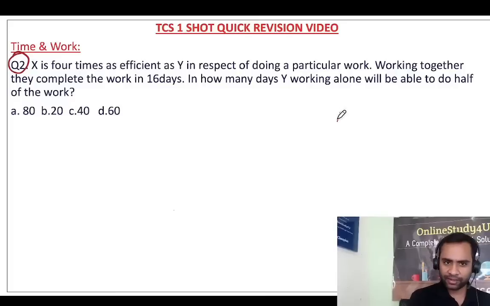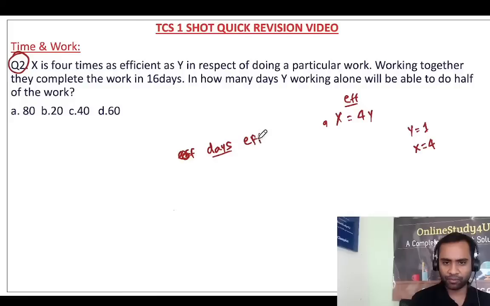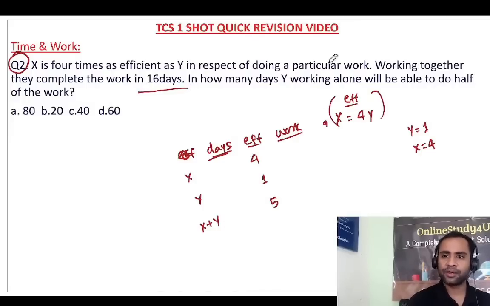Okay. So X is 4 times as efficient as Y. That means if I consider Y's efficiency as 1, then X will become 4. Sir, can I consider 2? Can I consider 3? Anything you can consider, there is no problem at all. Now here I will write efficiency, here I will write days. We know days into efficiency is nothing but work, and here I will put work. Now for efficiency, here I will put X, Y, and here X plus Y. So Y's efficiency is 1 when I assumed, then X became 4 and X plus Y will become 5. And then they said that together they can complete the work in 16 days. So what will be the total work, sir? Total work will be nothing but days into efficiency.